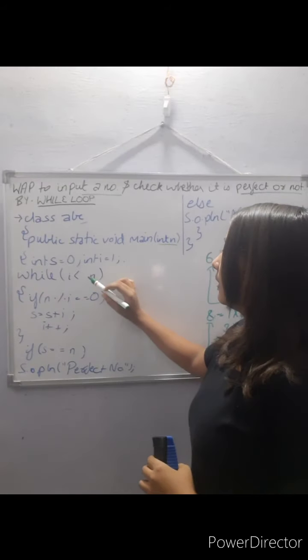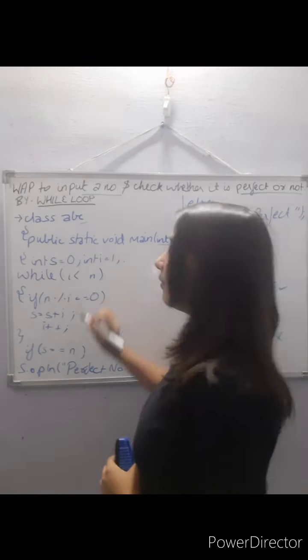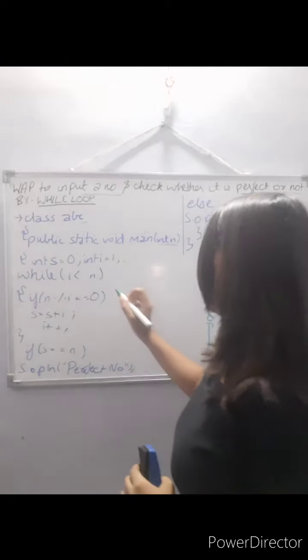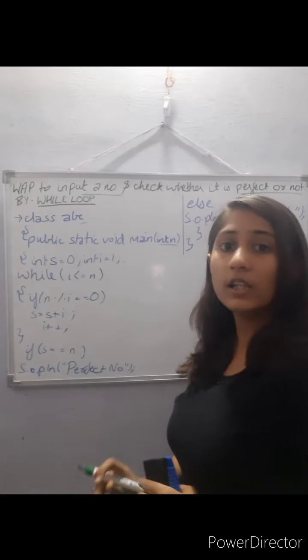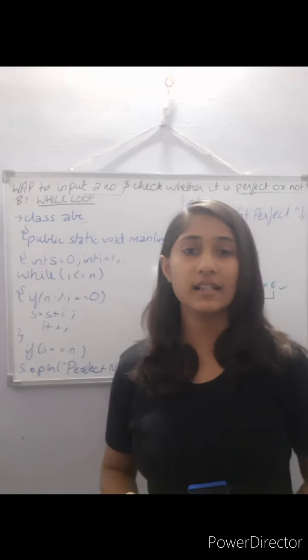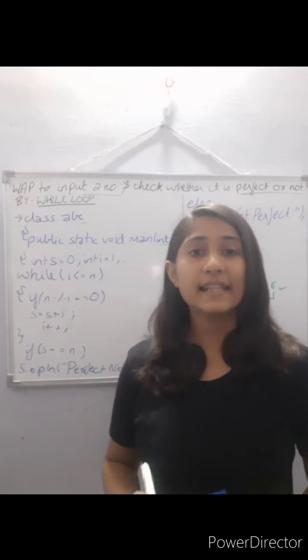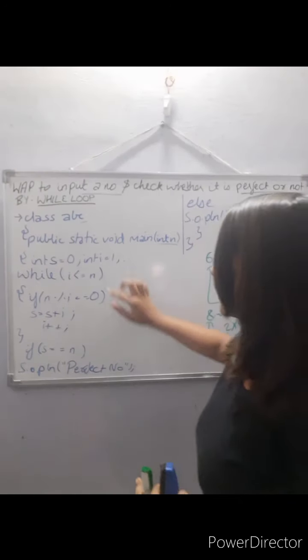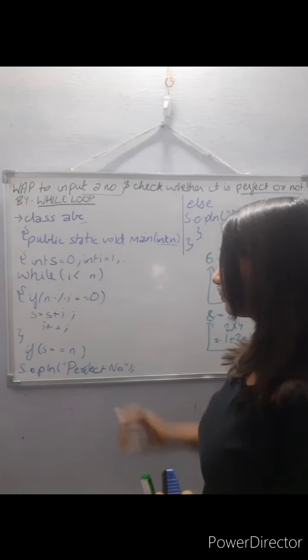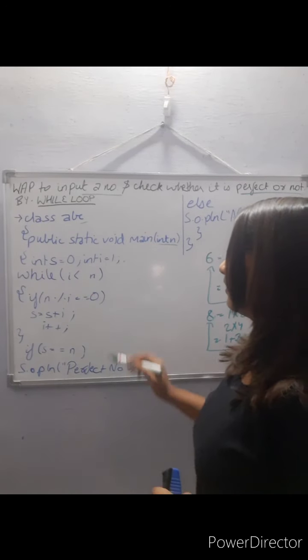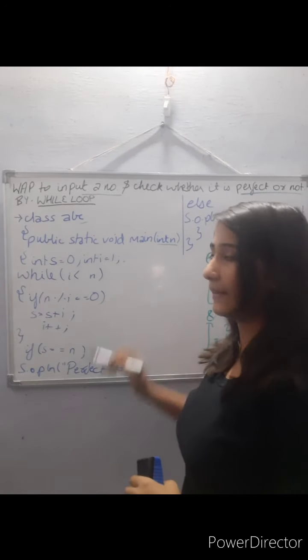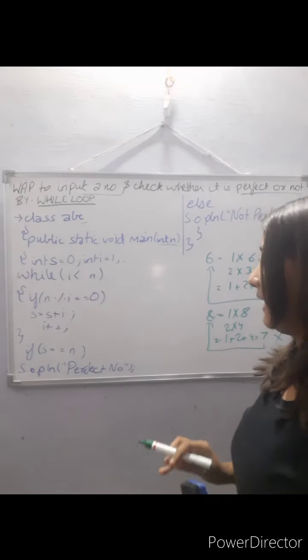Now while loop i is less than n. Over here you can see that I have not written i is less than equal to n, just because in the definition itself it was said that excluding that number. So we are not going to include this number in the while loop. So the program will run till n, that means one number less than n.